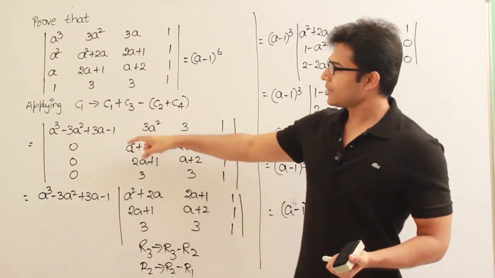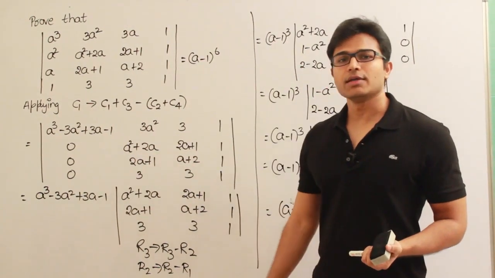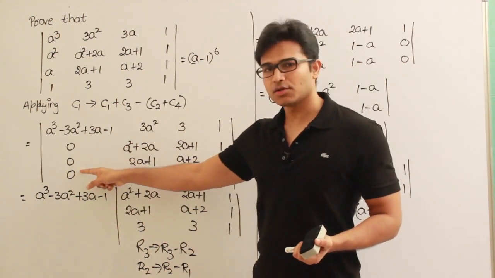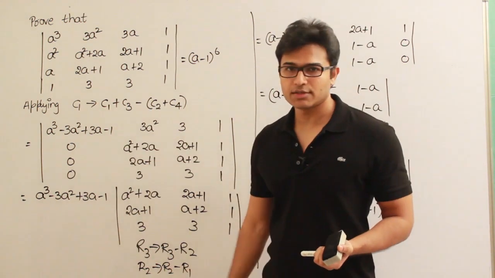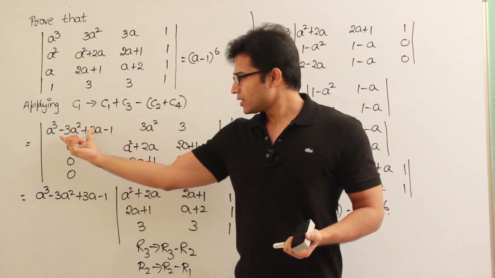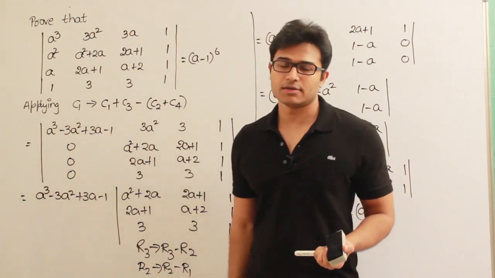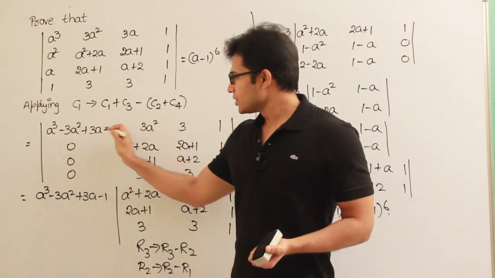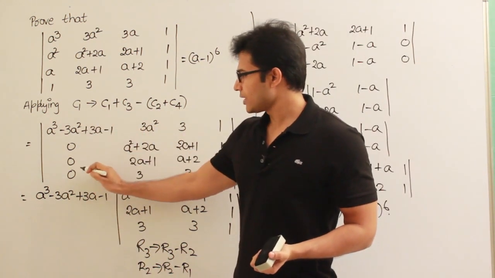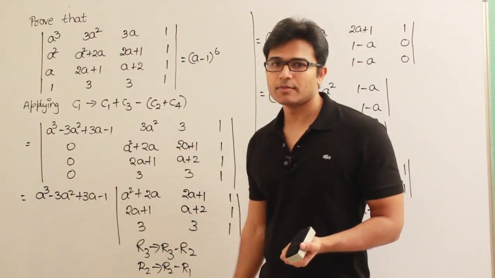And now I'll try to expand the determinant across this first column. These three values are already zeros, so there is no need of finding the cofactors for them. But you can take this element and find its cofactor, right? So how can I find it out? I have to remove this row and this column, and then find the determinant of the remaining matrix and multiply with that particular element.